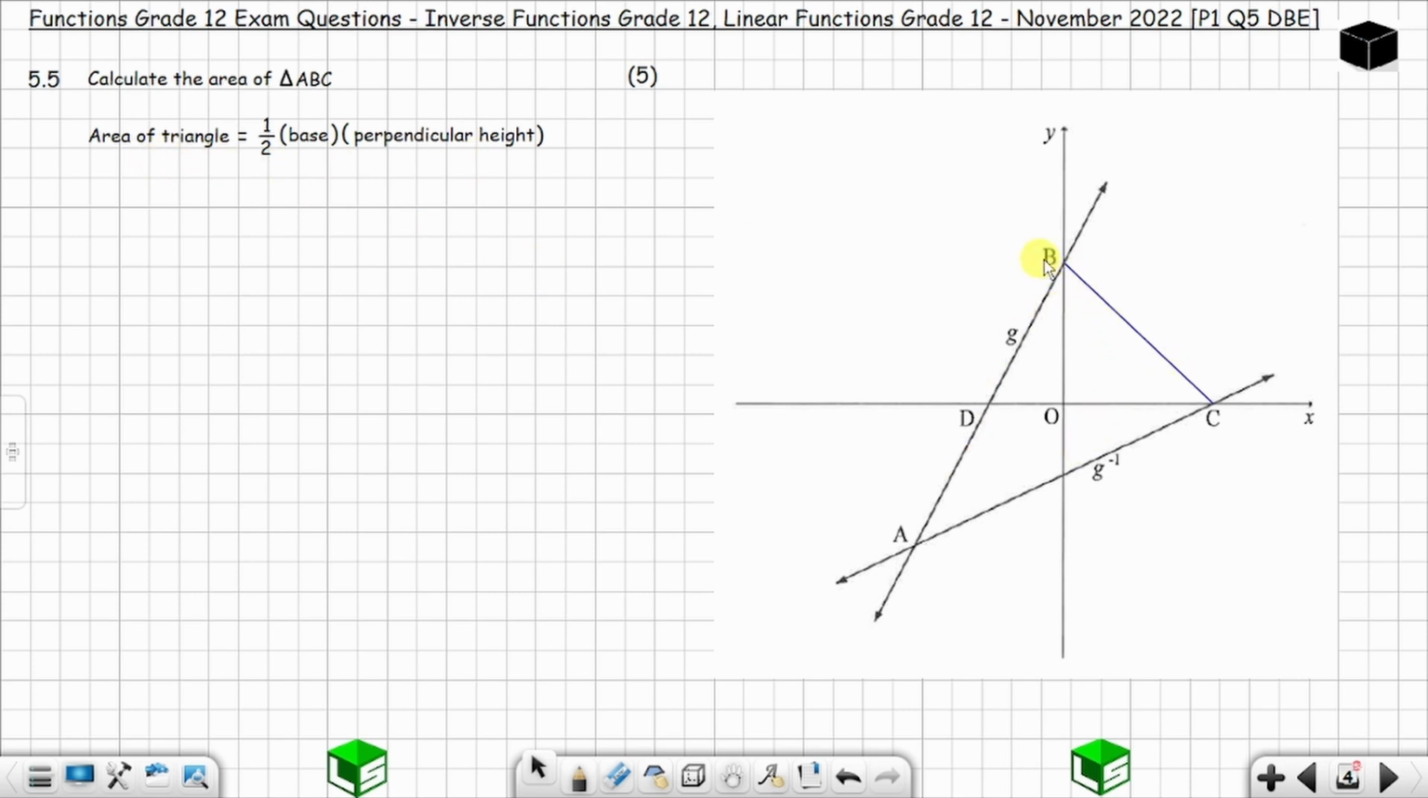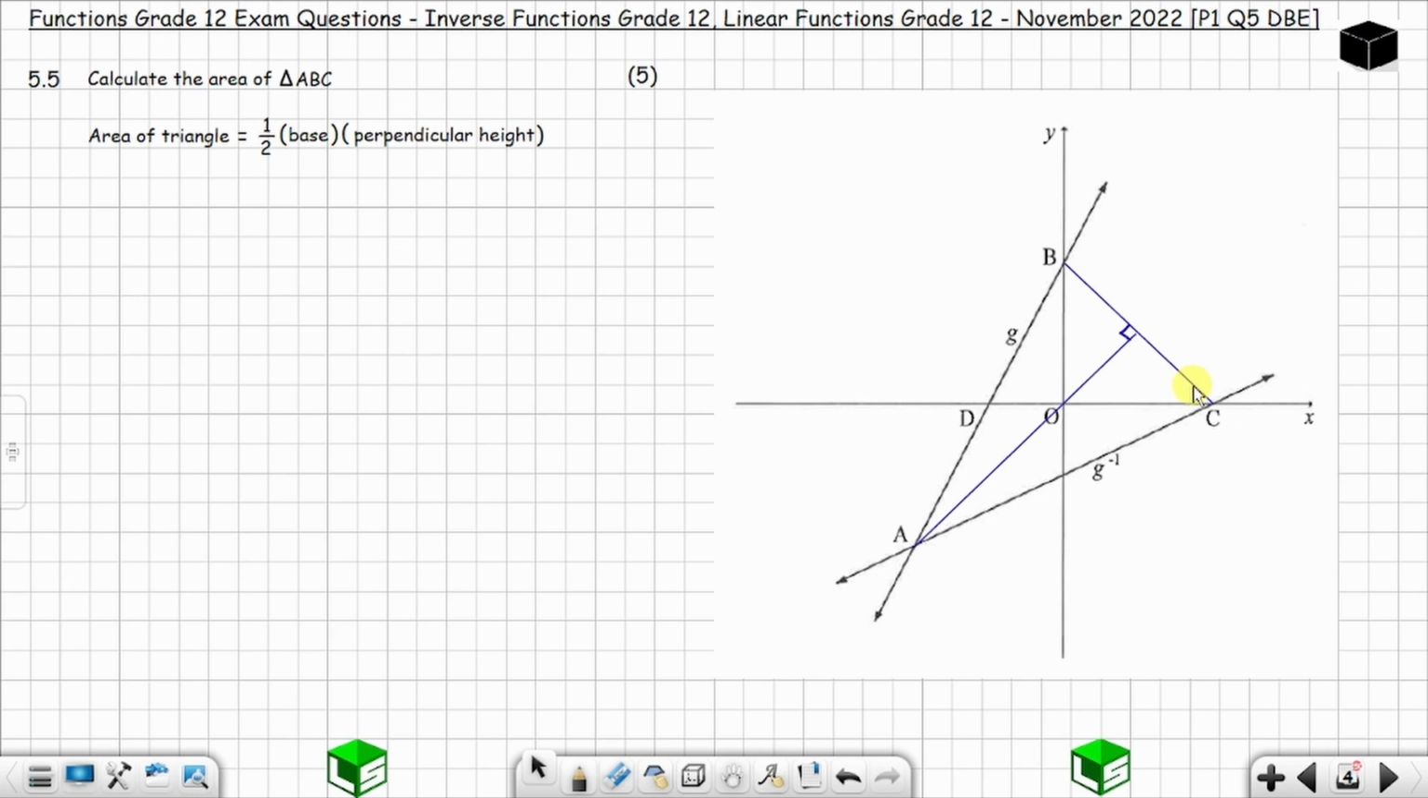So BC can be regarded as our base, and the perpendicular height will be from A to the middle of BC. From that point to the middle there, this is our perpendicular height. It forms an angle of 90 degrees there because it is perpendicular. So this line is perpendicular to this line. This is our perpendicular height and this is the base.